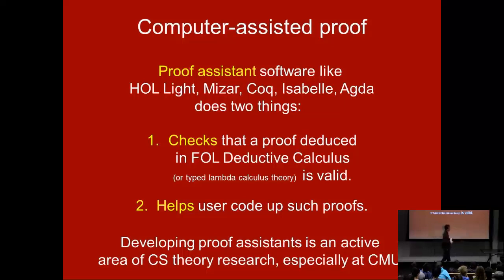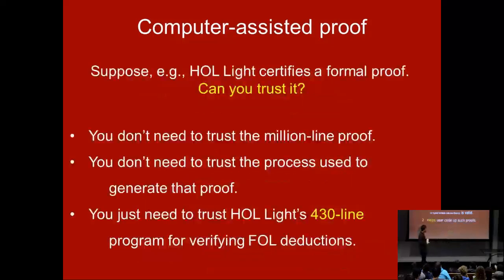Actually, as I said, I lied a little bit. The more modern method uses lambda calculus rather than first order logic, but it's the same principle. And also, these proof assistants help the user, the human mathematician, come up with these super long formal proofs. I mean, this is the main part. This is kind of a trivial programming exercise. And developing this kind of software is a very active area of CS theory research, particularly here at CMU.